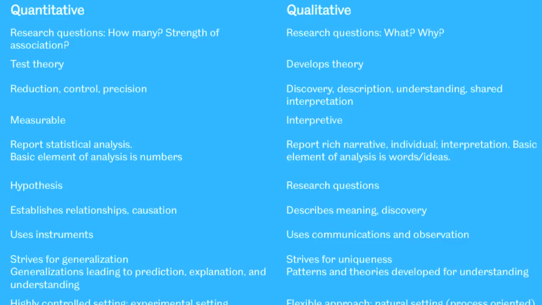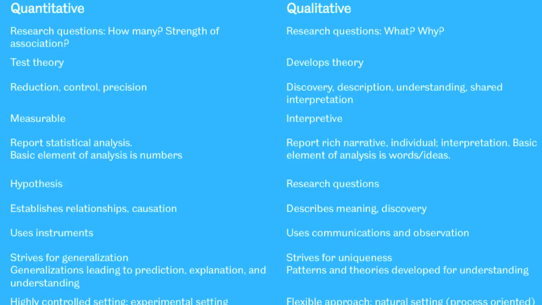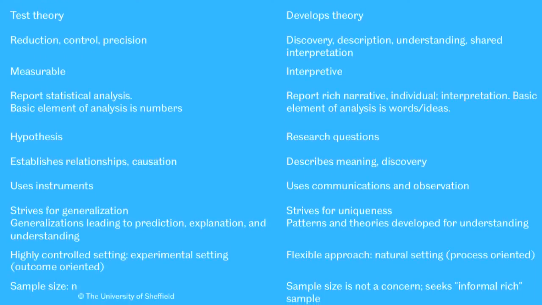So in quantitative research, you're usually testing a hypothesis, whereas in qualitative, you will not have a hypothesis, it will be a research question. Usually in quantitative research, we use instruments or measures in some way. Whereas in qualitative, we probably won't have instruments. You might have an interview guide, but there won't be variables and measures.